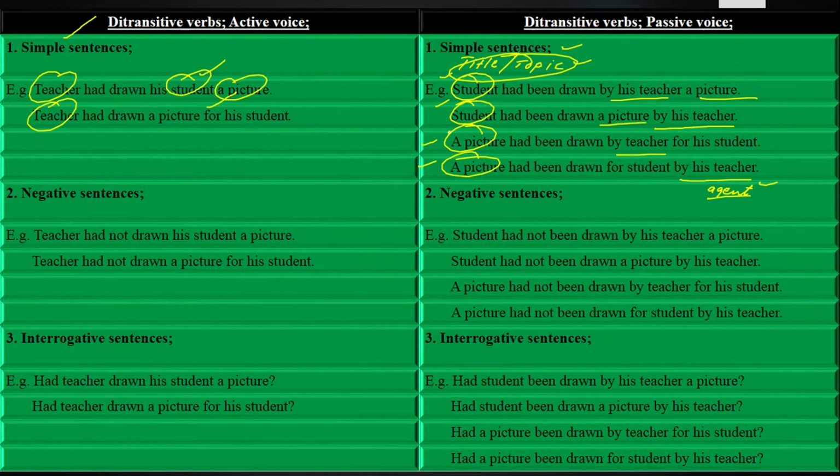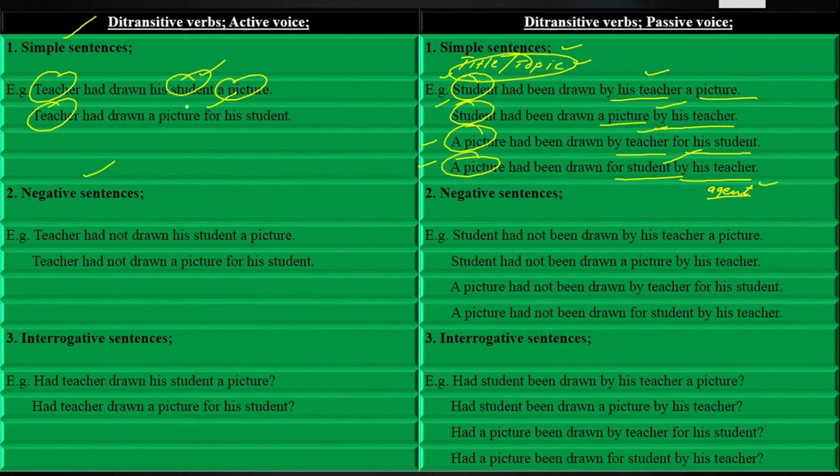And a picture, when you bring the direct object in the place of the subject, then by teacher comes at the end, for his student at the end, for his student at the beginning, by his teacher at the end. Sentences will be as follows. Student had been drawn by his teacher a picture. Student had been drawn a picture by his teacher. A picture had been drawn by a teacher for his student. A picture had been drawn for a student by his teacher.